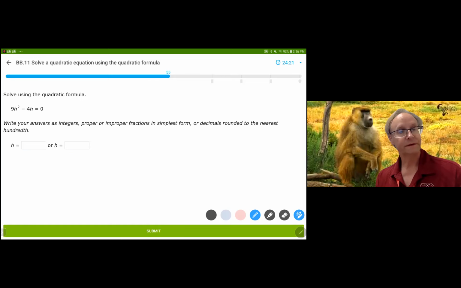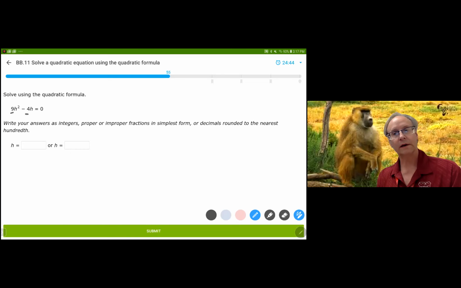Okay. Oh, this is a good one. Now, you can do this one almost instantaneously by factoring out the h. That would be a really easy way to do this. But of course, we're supposed to use the quadratic formula. Notice that the c is 0 because there really is a +0 at the end of that, even though we don't see it. Here's our a, and our b is the -4.